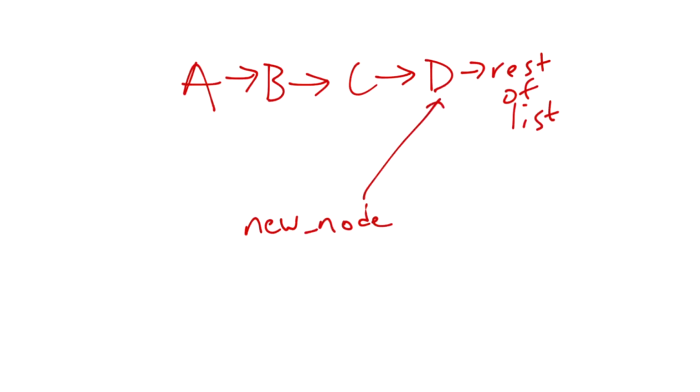First, point the new node's next pointer at D. Now, both the new node's and C's next pointers are pointing to the same node, D, but that's fine. Now we can point C's next pointer at the new node. So we've done this without losing any data.